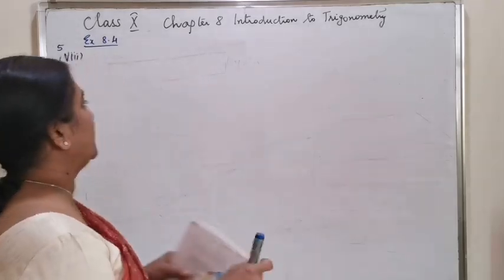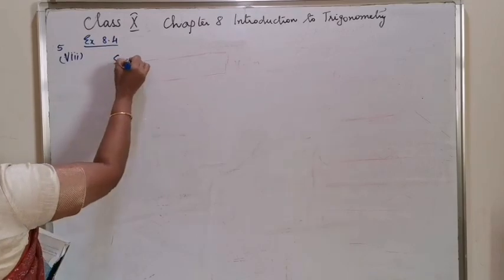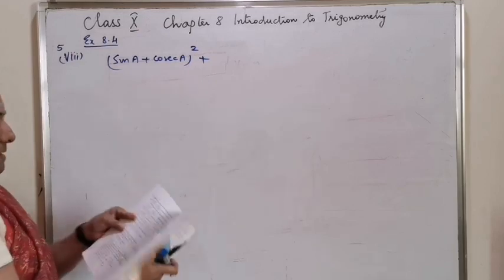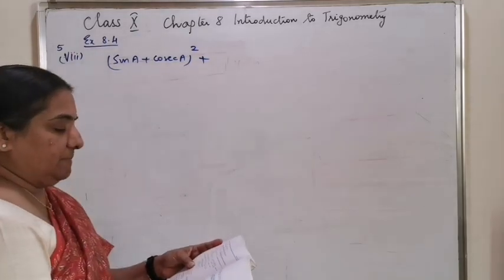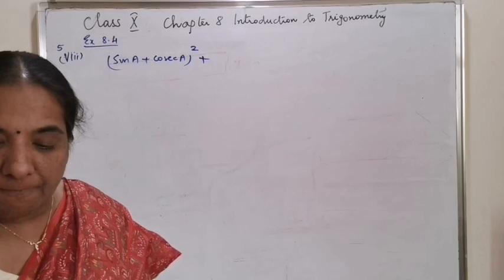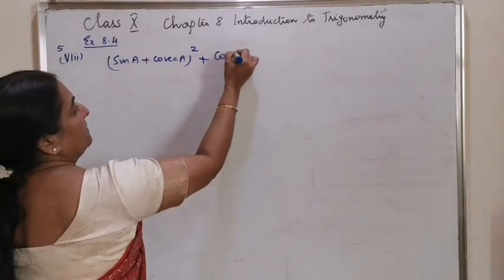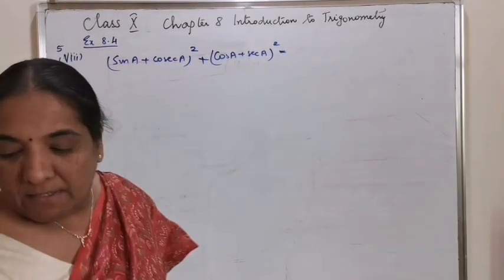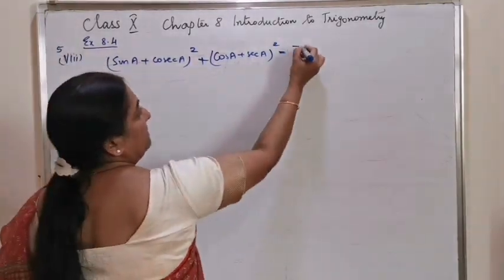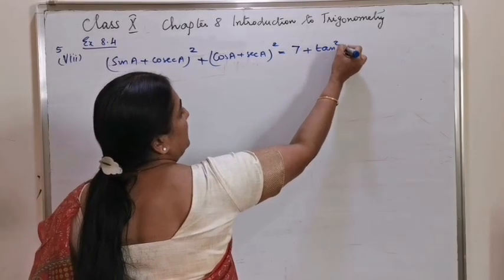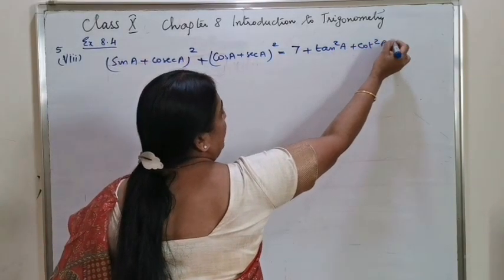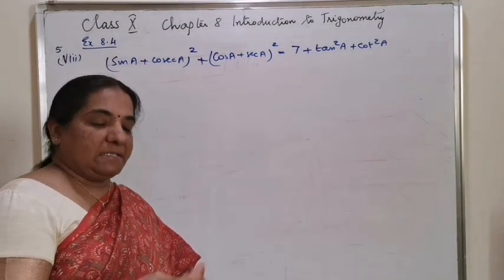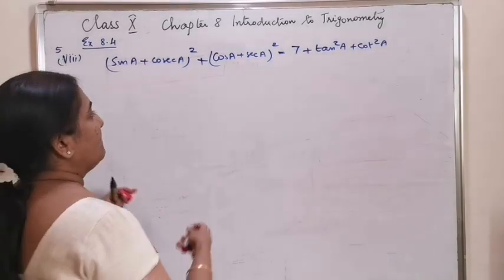(sin A + cosec A) whole square plus (cos A + sec A) whole square is equal to 7 plus tan square A plus cot square A. It also can be noted as very important. The question will be asked the same way.